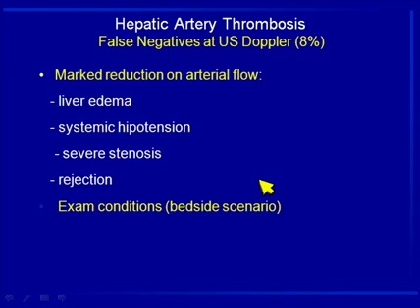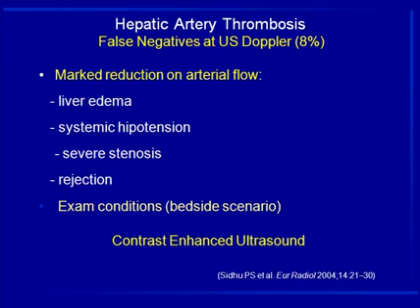False negatives of hepatic artery thrombosis. It can be caused by some situations of marked reduction in arterial flow, in cases of liver edema, systemic hypotension, severe stenosis, rejection, and exam conditions in a bedside scenario. And in these cases, contrast-enhanced ultrasound can be used to identify the flow of the hepatic artery.